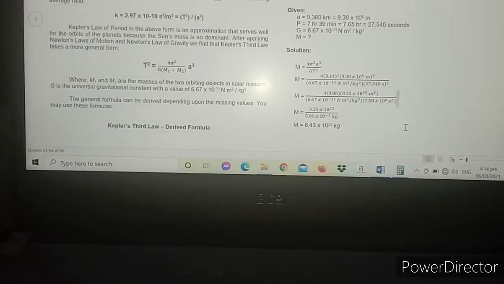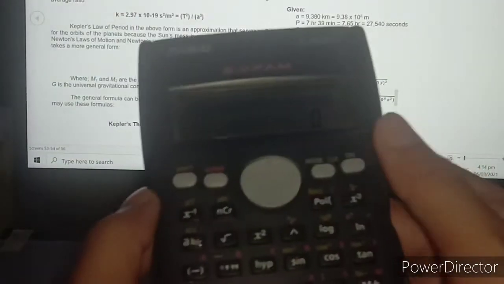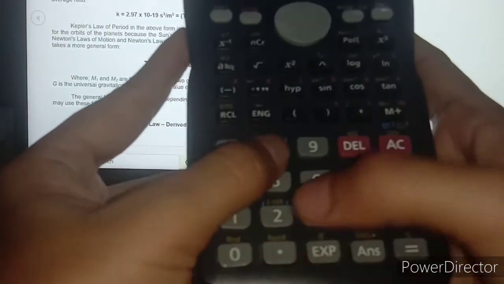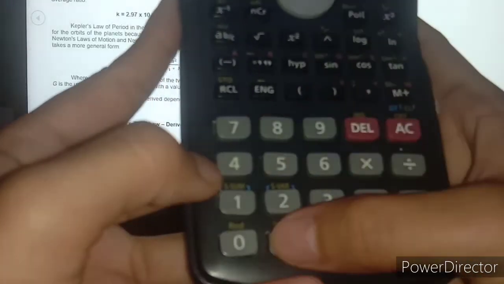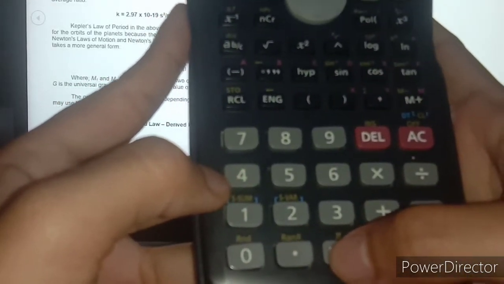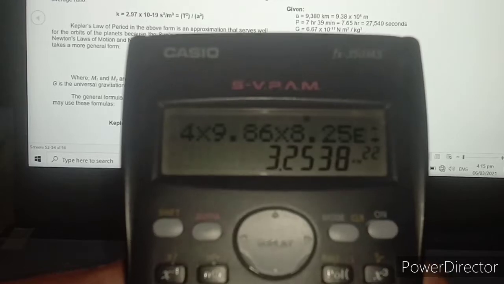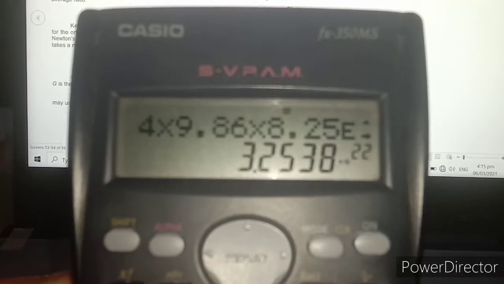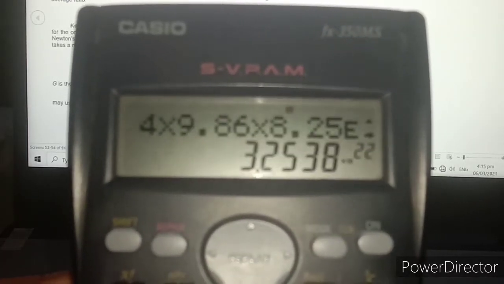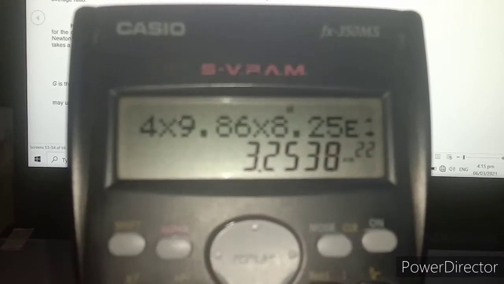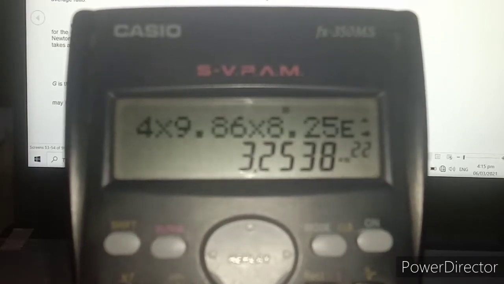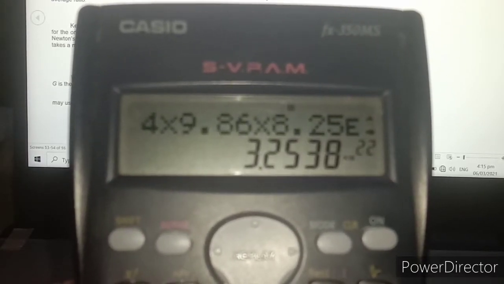So if you're going to use calculator naman po, so the same process lang din naman tayo. So we have 4 times 9.86 times 8.25, and then yung exponent natin, which is 20. So once we click equal sign, so we have the same answer. So we have 3.2538 times 10 raised to 22. So ang kukuhanan lang natin is 2 decimal places, or 2 values after the decimal point. So we have 3.25 times 10 raised to 22.